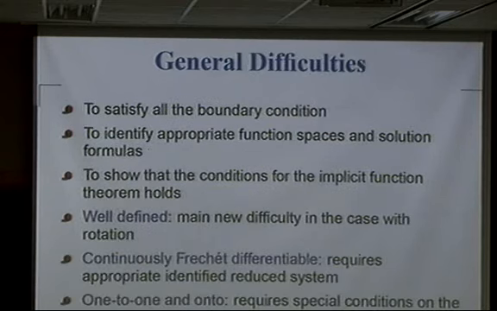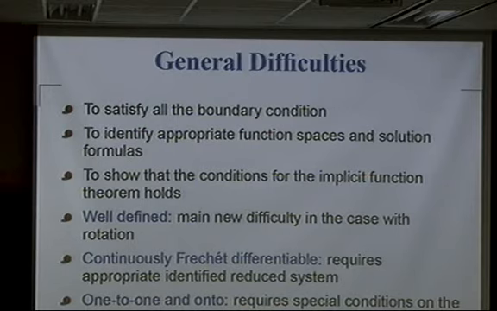Okay, so what are the difficulties in this project? We have been doing this project for quite a while, and we have encountered many difficulties, I would say. Those points are really connected. We have had problems to satisfy all the boundary conditions. We have had problems to identify appropriate function spaces and solution formulas. We will see the equations soon, and it's not always clear which way you should solve them.